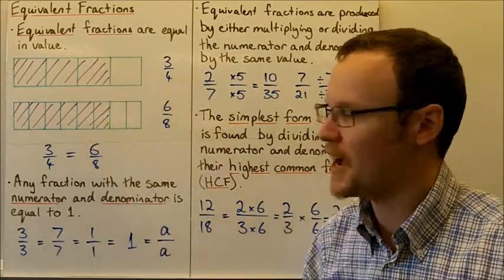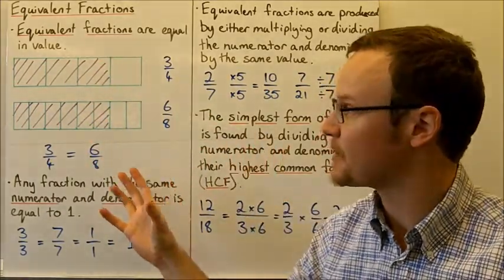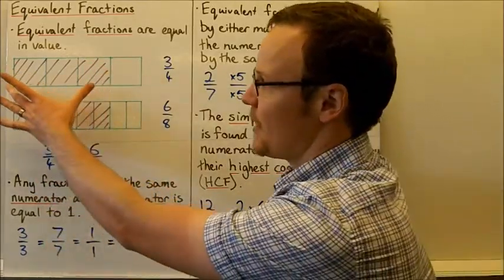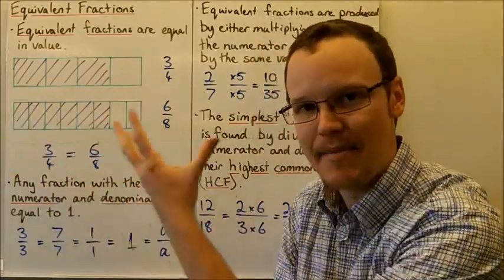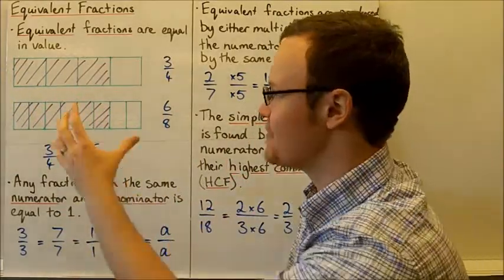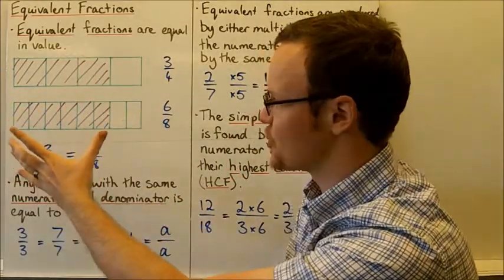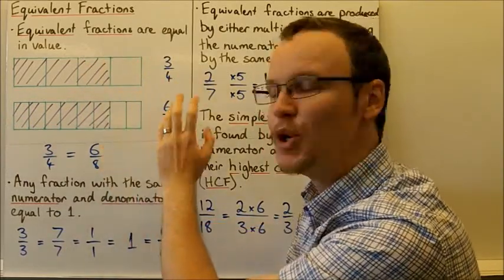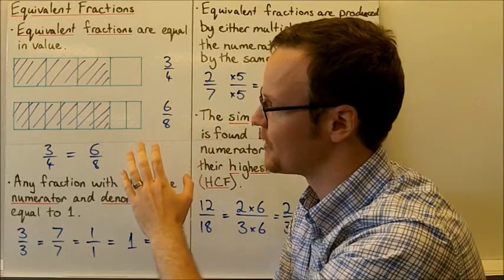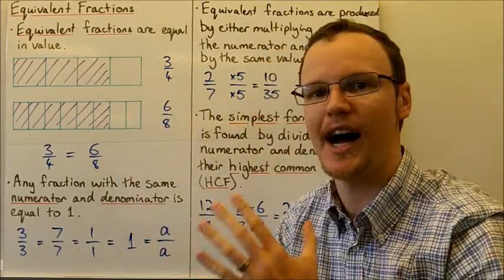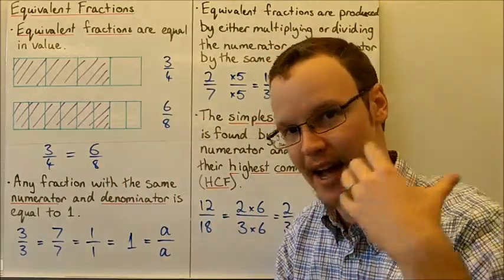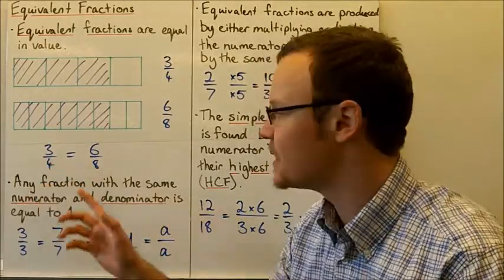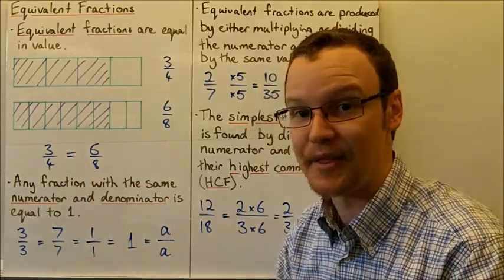Now that's going to be the same as something cut up into 8 parts and taking 6 of them. You can see that lines up, and that is exactly the same amount of stuff that's shaded. Here we've got 1/4 that's left unshaded, and here we have 2/8 that are left unshaded. That means these two fractions are equivalent. Equivalent means they are the same amount, they equal the same thing. So 3/4 is equal to 6/8.